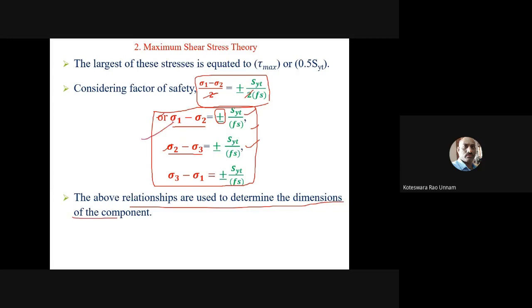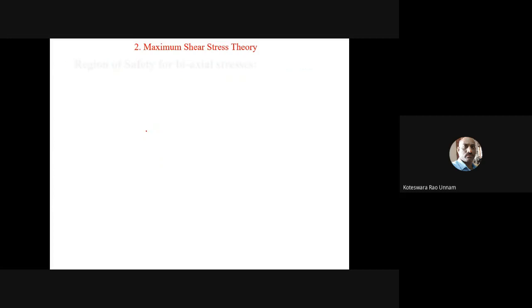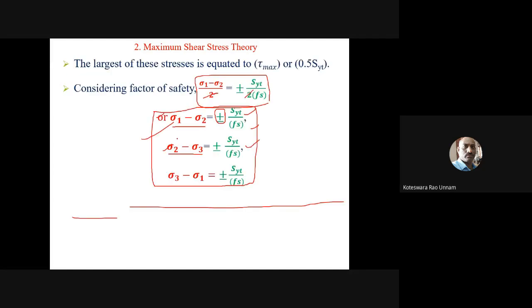Based on these failure equations, we'll estimate the dimensions of the component. Now if I want to move to the biaxial state of stress, what happens to my failure equations or design equations? In the case of a biaxial state of stress, this first equation holds good. No need to modify it, because you have both sigma 1 and sigma 2. Only your sigma 3 is 0.